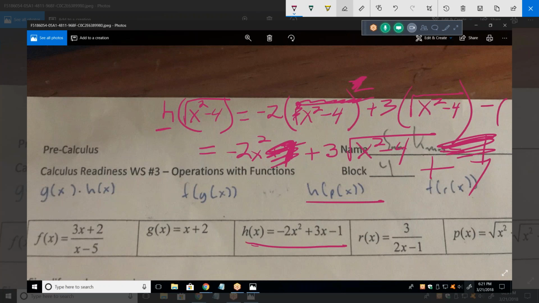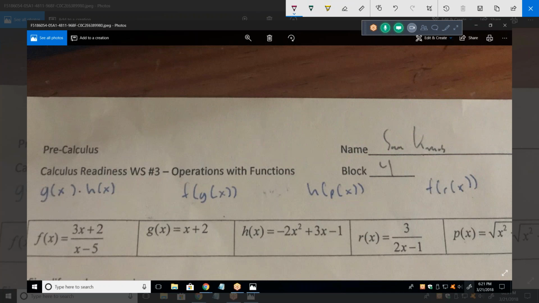And finally, let's look at the last one, which is f of what? Tell me what to write inside the parentheses. That's what they want, but my first step needs to say what? F of what? 3 over 2x minus 1.